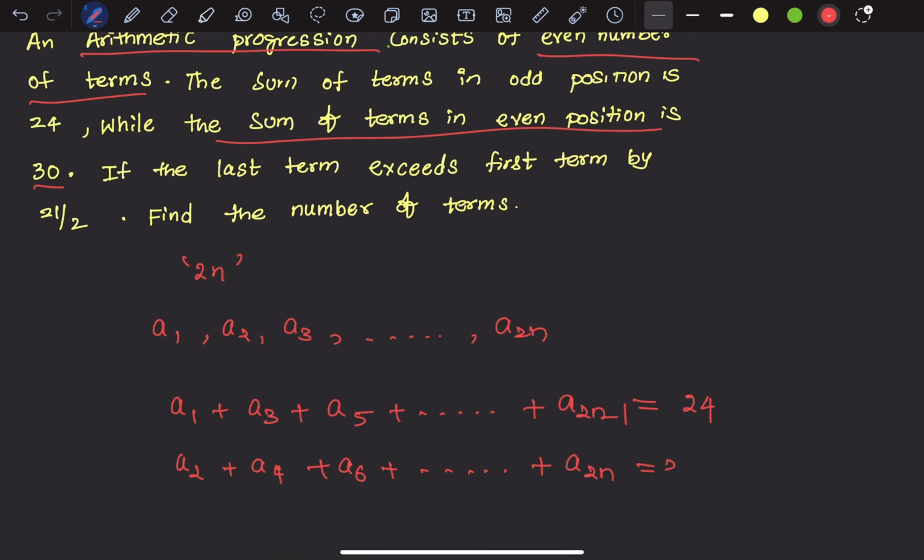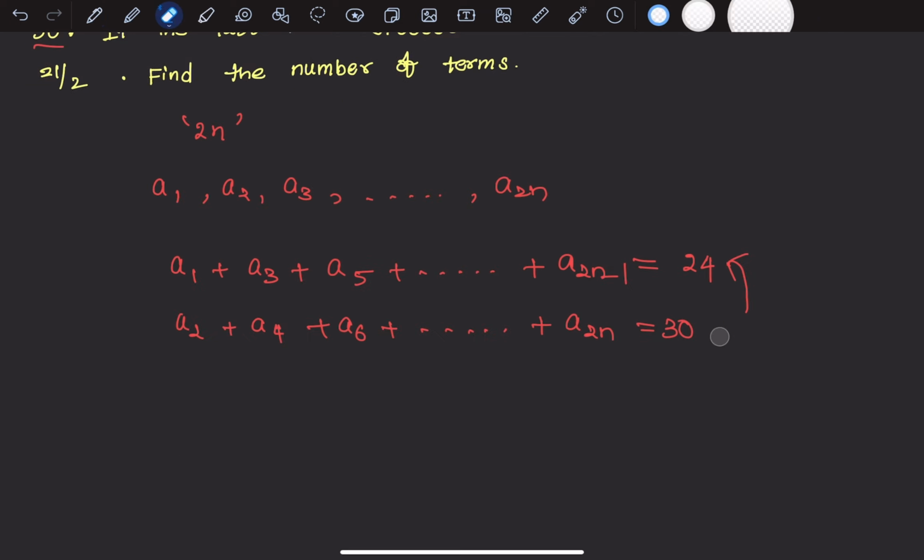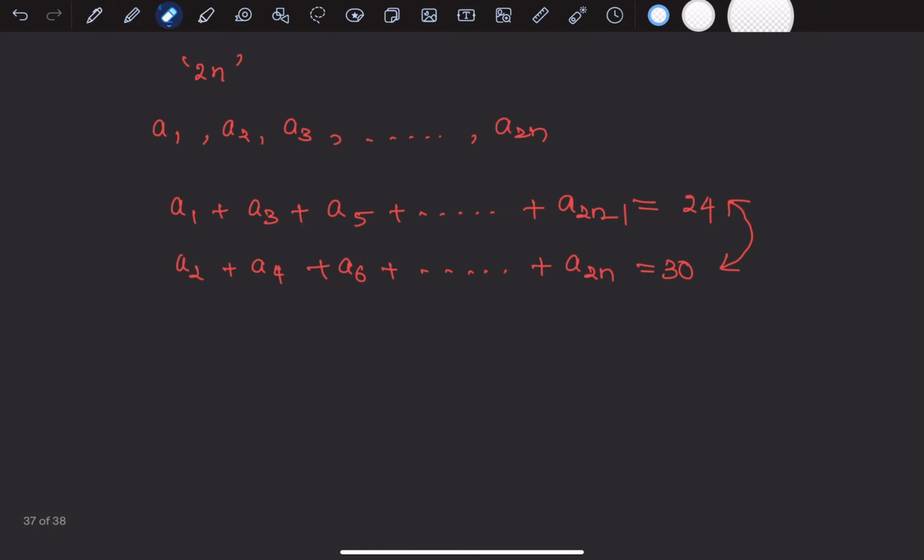a2n is 30. So now I have a question for you guys. They could have given the sum of all the terms as 54. Why have they given the sum of the even terms and the sum of the odd terms? How can you make use of the fact that they give two different sums? This is a very famous technique in JEE, a very famous algebraic manipulation that you can always remember and use in your problems.